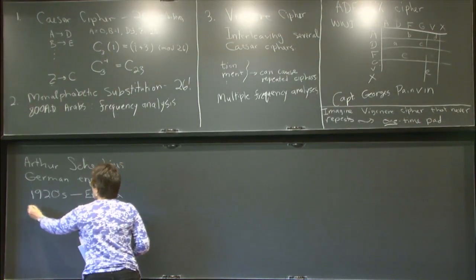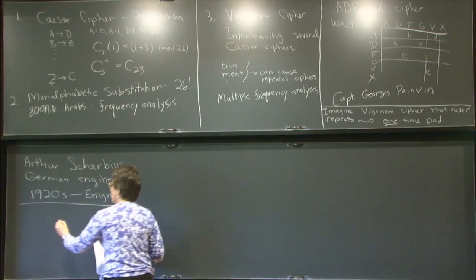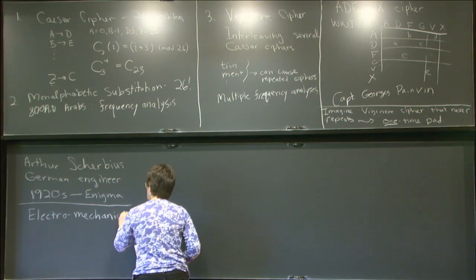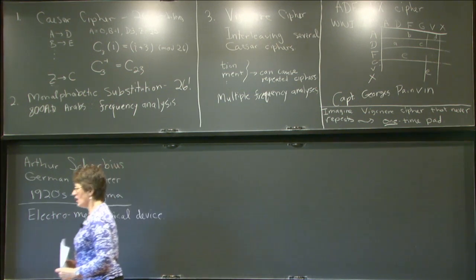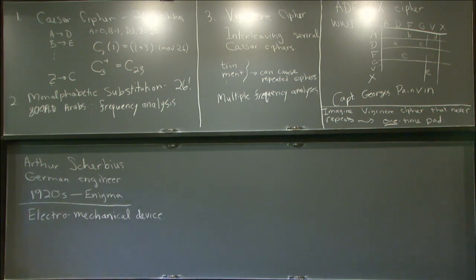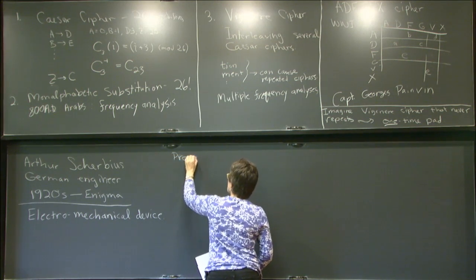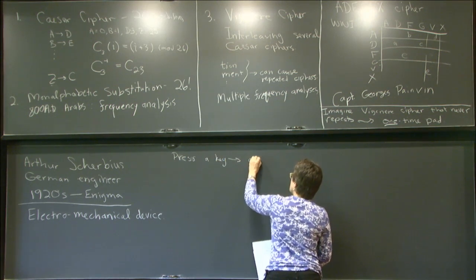Okay. So what he did was he made an electromechanical device, this one, and it's based on you have a key. When you press the key, it does two things. The first thing it does is it completes a circuit, and the second thing it does is mechanically adjusts the permutation. So press a key, and that completes a circuit. And where does the circuit go?